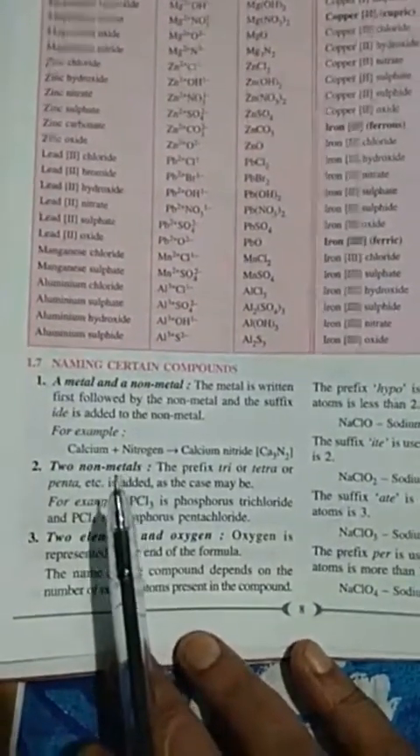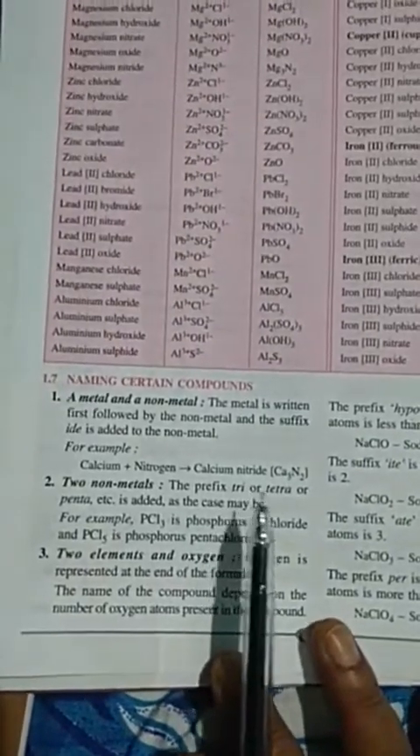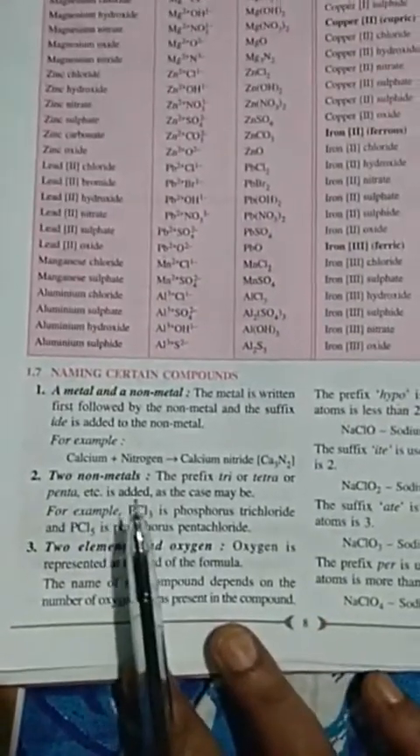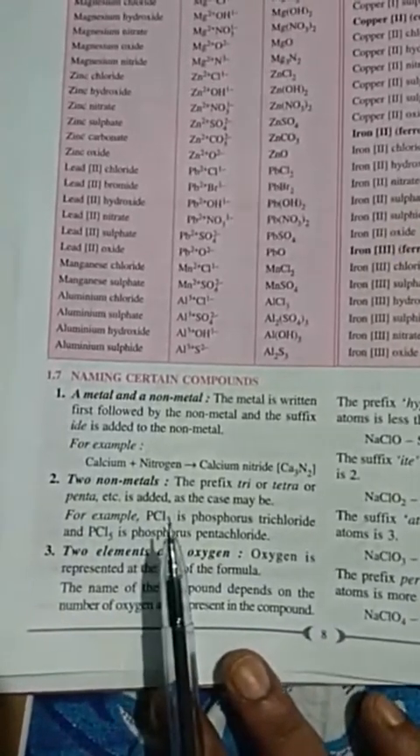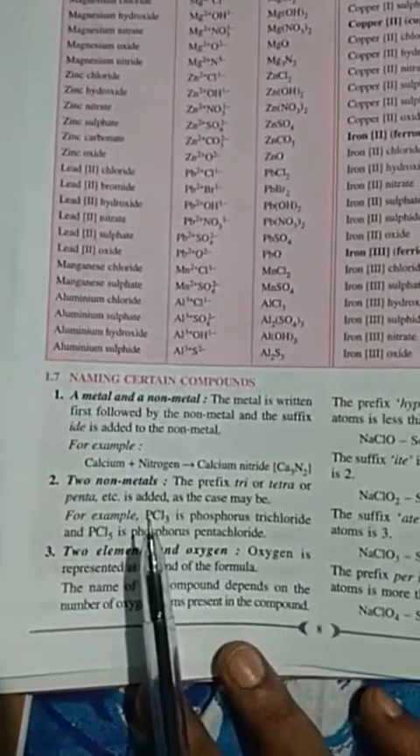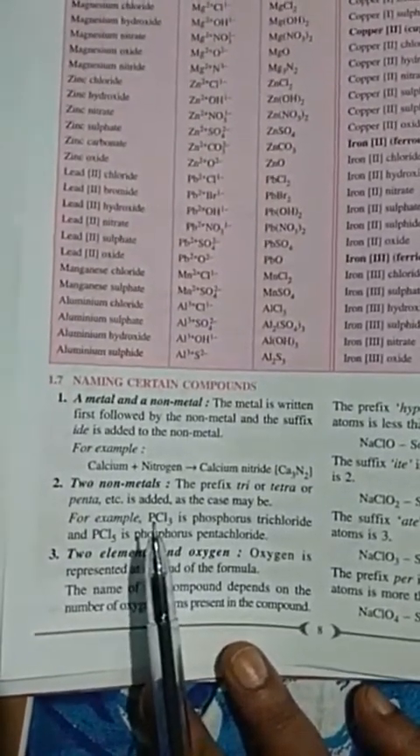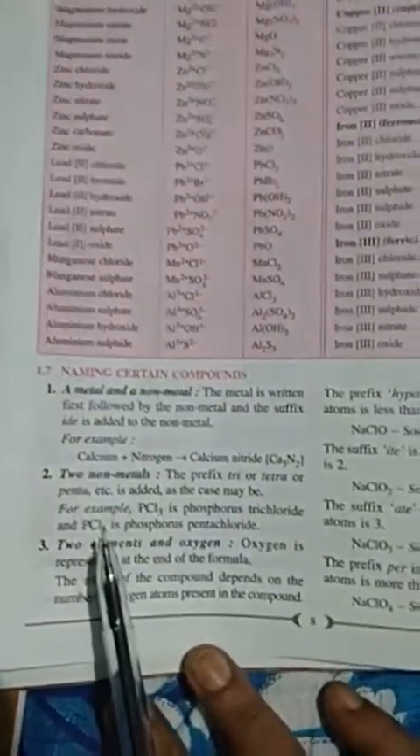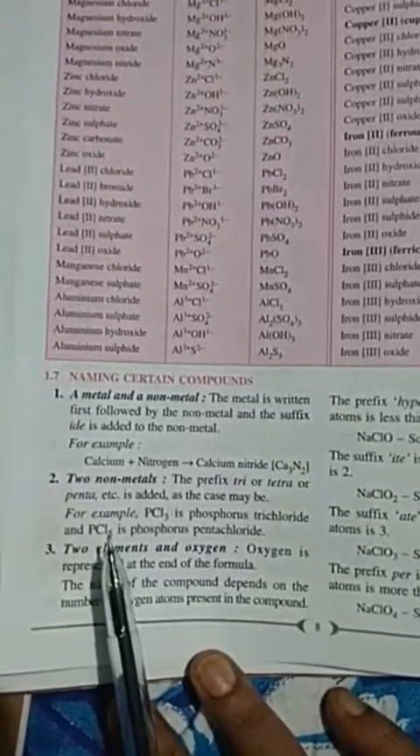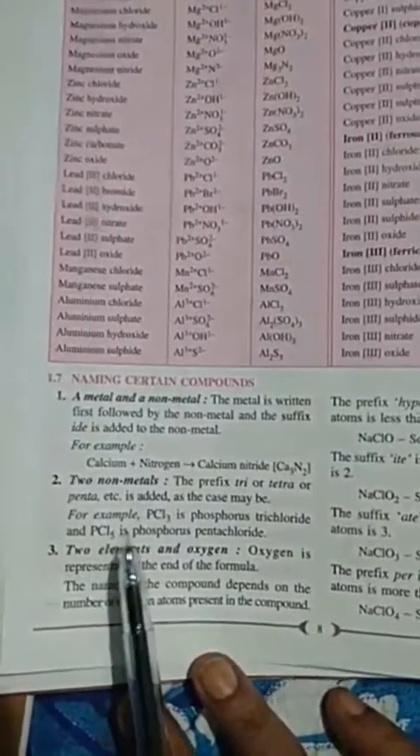If there is a compound which is made up of non-metals, then tri, tetra, penta, hexa, etc. are added. Take PCl3. First it is phosphorus, and chlorine is 3. It will be called phosphorus trichloride. Similarly, phosphorus chlorine 5 means phosphorus pentachloride.